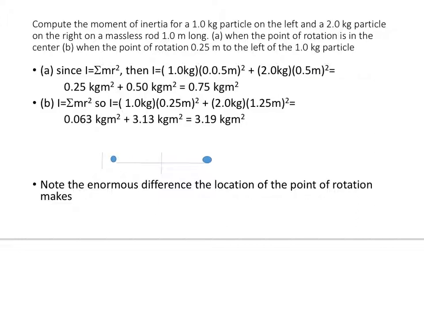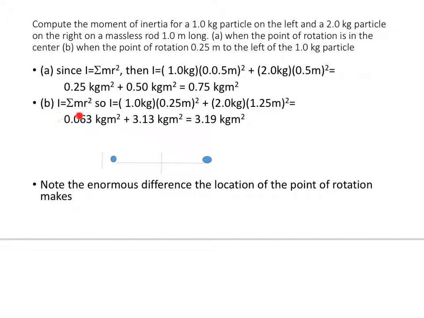We calculate the individual values of I. So for this one, it's 0.25 kilograms square meters. Notice those units. And this one, 0.5 kilograms square meters. We add those two together, we get 0.75 kilograms square meters. Okay, now let's take a look at the second one, when the point of rotation is out here, 0.25 meters to the left of the 1 kilogram particle.